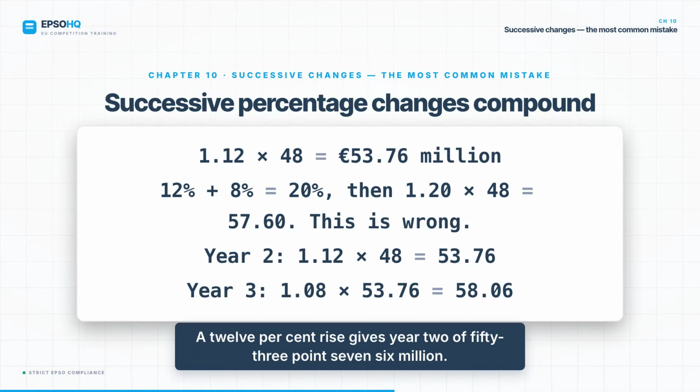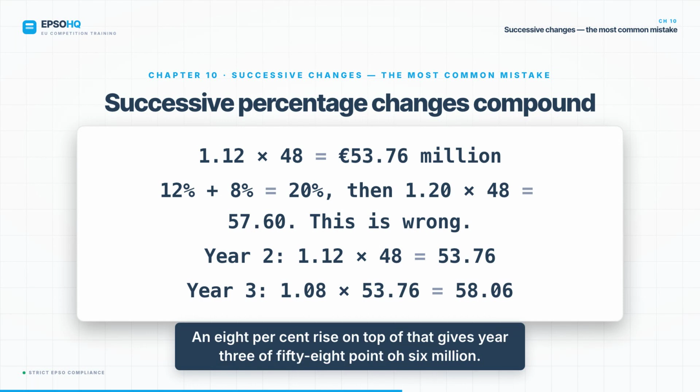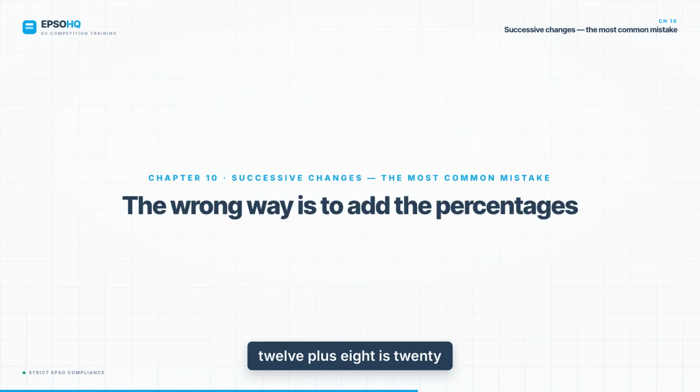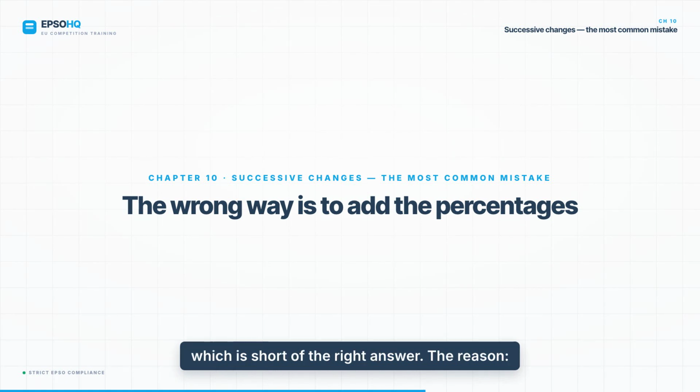Year 1 revenue is 48 million euros. A 12% rise gives year 2 of 53.76 million. An 8% rise on top of that gives year 3 of 58.06 million. The wrong way is to add the percentages. 12 plus 8 is 20, and apply 20% to year 1. That gives 57.6 million, which is short of the right answer.